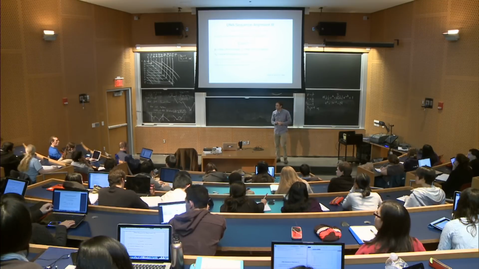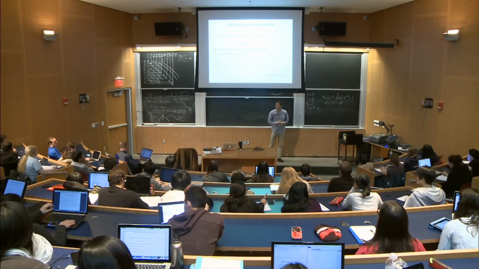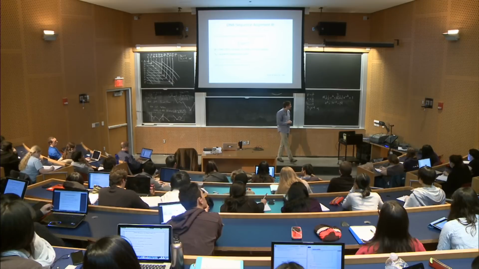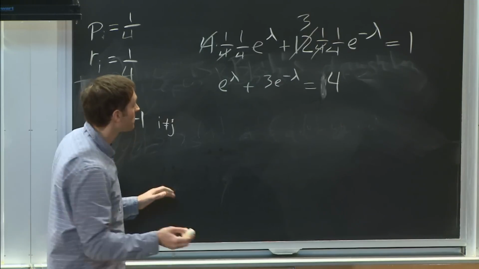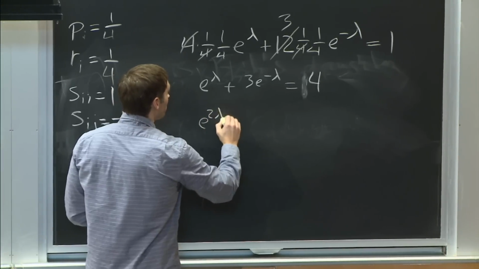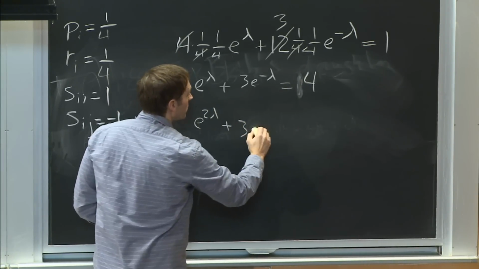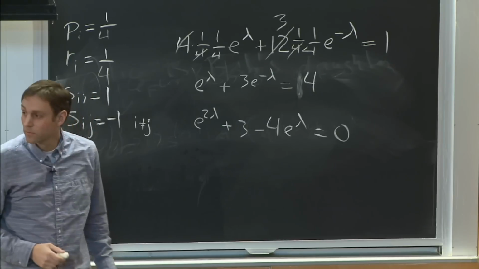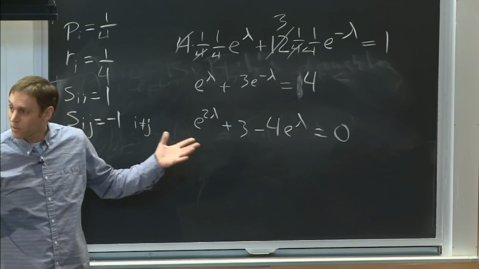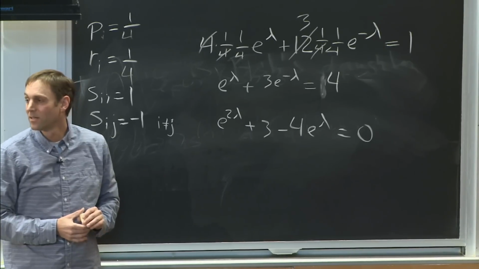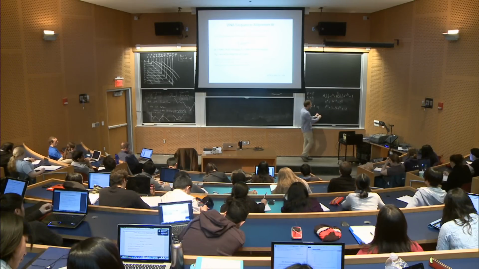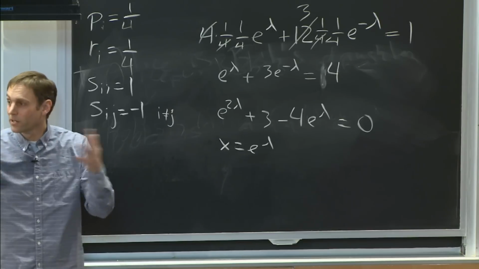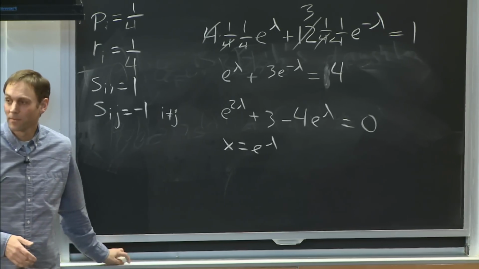I think that's just a disguised quadratic equation. You can multiply both sides by e to the lambda. So the claim is this is basically a quadratic equation. You multiply both sides by e to the lambda, so you get e to the 2 lambda plus 3, and then move this over and do minus 4 e to the lambda equals 0. So it's quadratic. What do you actually do to solve this? You just substitute. Change of variable x equals e to the lambda, and then it's quadratic in x. Solve for x. We all know how to solve quadratic equations, and then substitute back for lambda. Everyone got that?